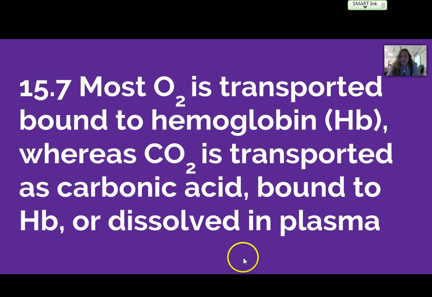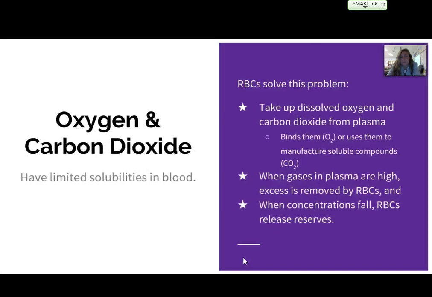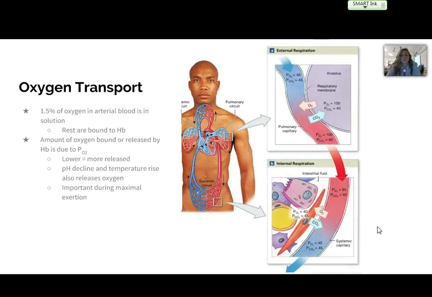15.7 is going to talk about how we transport oxygen and carbon dioxide. There is a limited amount of solubility in the blood for these two gases, so red blood cells help solve the problem. They take up dissolved oxygen and carbon dioxide from plasma. If it's oxygen, it's going to bind it. If it's carbon dioxide, it's going to use it to make some kind of soluble compound. When gases in plasma are high, excess is removed by the RBCs. If they fall, then RBCs are going to release those reserves to balance things out.